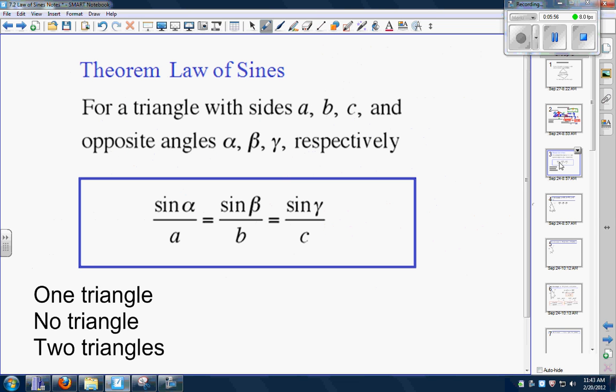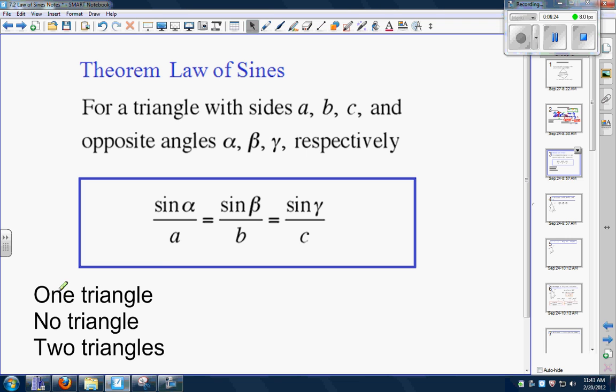Law of sines is pretty easy to have memorized. Obviously, it's on your yellow sheet as well. Okay? So we have sides A, B, and C, opposite angles alpha, beta, and lambda, and there's your law of sines. Now, you can have three different cases with this. Okay, we're going to look at the first couple here today. This two triangle one gets a little tricky, so we're going to look at that on a second day.